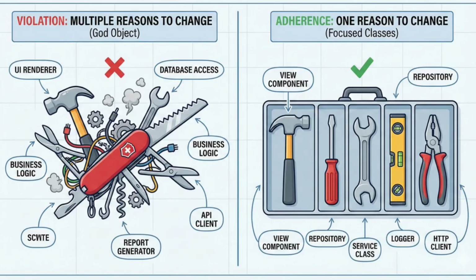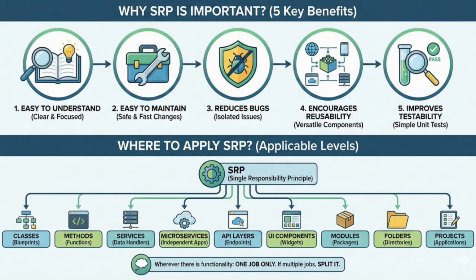So the single responsibility principle gives us a very powerful and clear message. One class equals one purpose, one module equals one responsibility, one function equals one clear task. When every part of the software has only one responsibility, the system becomes cleaner, easier to understand, easier to maintain, and far more professional. So now the question is, why is the single responsibility principle so important?